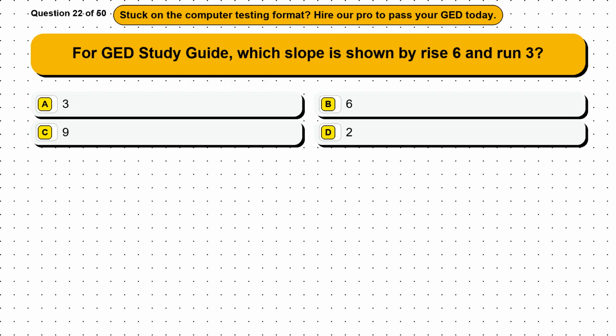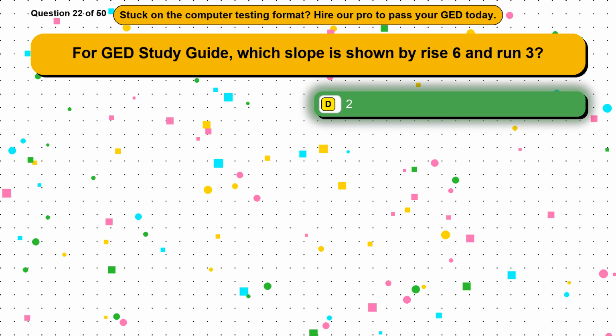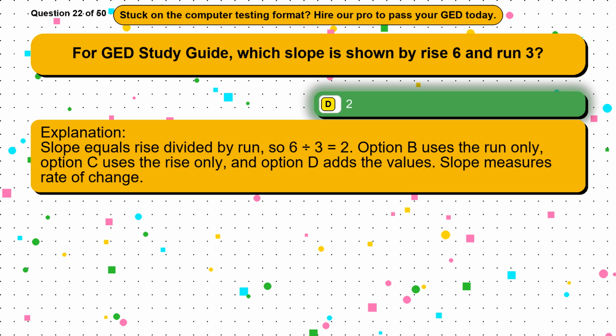Question 22. For GED Study Guide, which slope is shown by rise 6 and run 3? Option A, 3. Option B, 6. Option C, 9. Option D, 2. The correct answer is option D, 2. Slope equals rise divided by run, so 6 divided by 3 equals 2. Option A uses the run only, option B uses the rise only, and option C adds the values. Slope measures rate of change.